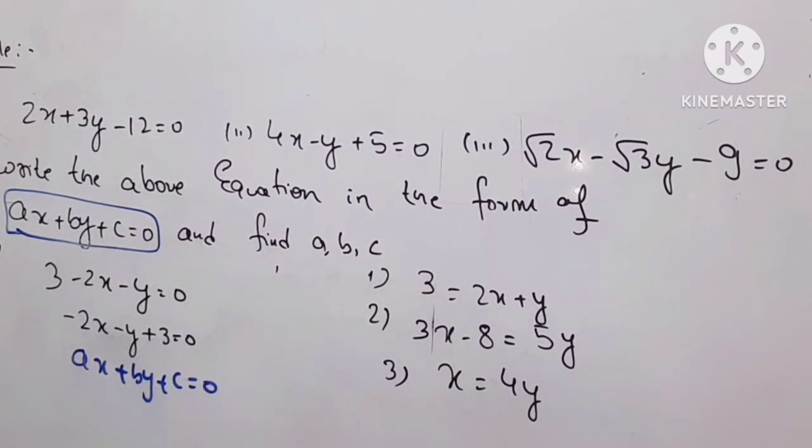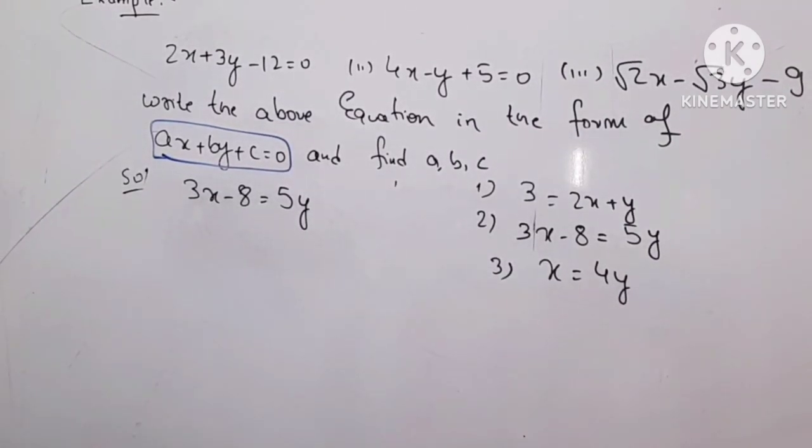Yes, sir. After that, what do you have to do? After that, a is equal to minus 2 because minus is there. B equal to, sir, nothing, so minus 1. C equal to, sir, 3. Very right answer. Okay, so whenever minus is there, you will consider it, and if there is no number, you will consider it as a 1. It should always be in this form only. Okay, let's go for the next one.